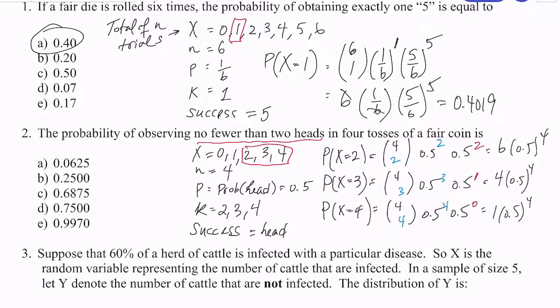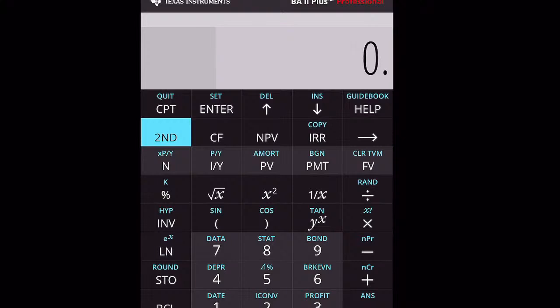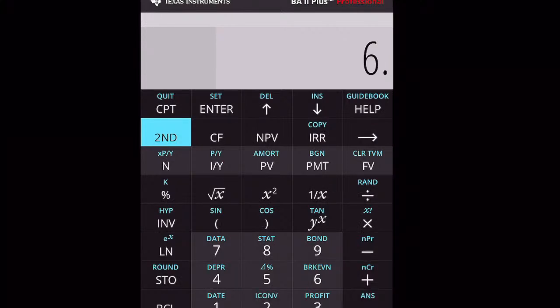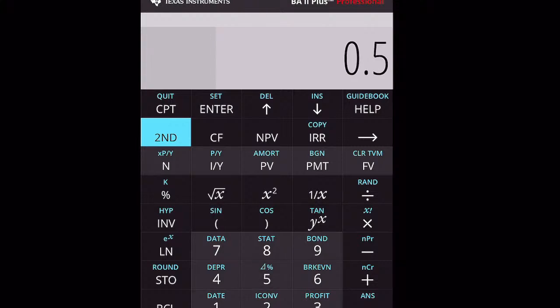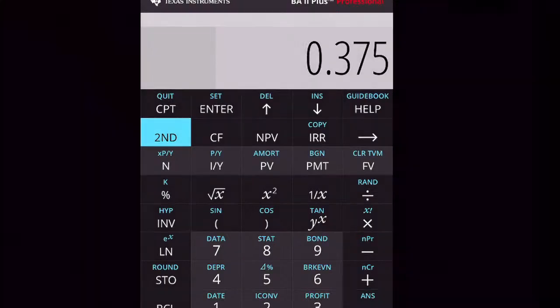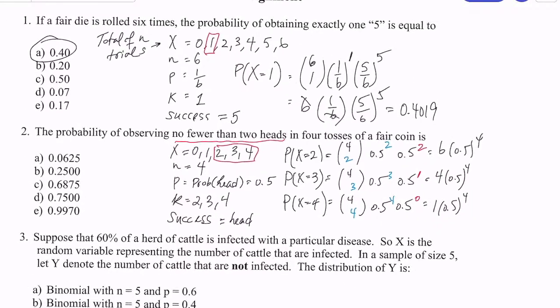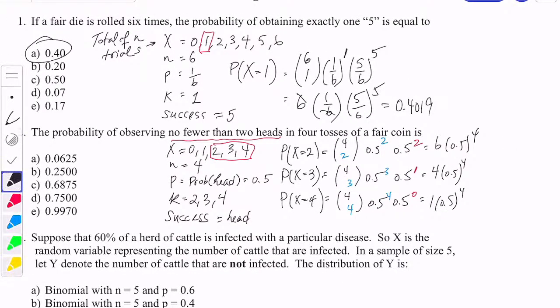4 choose 2. So 4, second function, nCr, 2, equals, and then you multiply by, you have to use a bracket, 0.5 to the power of 4 each time. We already saw this number, right? For x equals 2, it's 0.375. So one more time: 4, second function, nCr, 2, equals, times bracket 0.5 to the power 4 close bracket, 0.375. These numbers should be familiar because we did this for tails, but it's the same sort of thing.